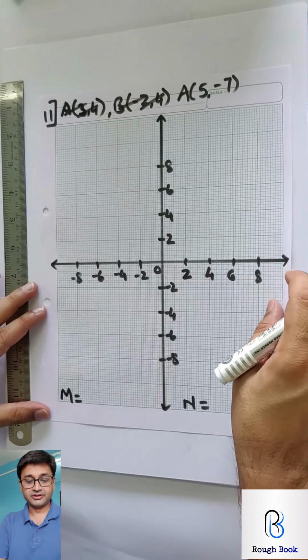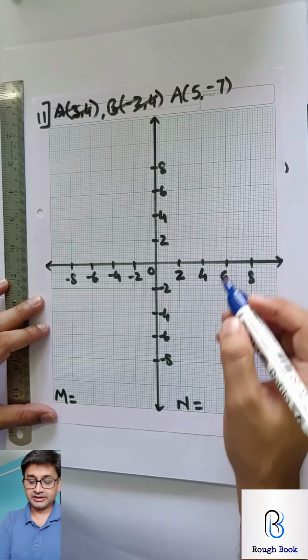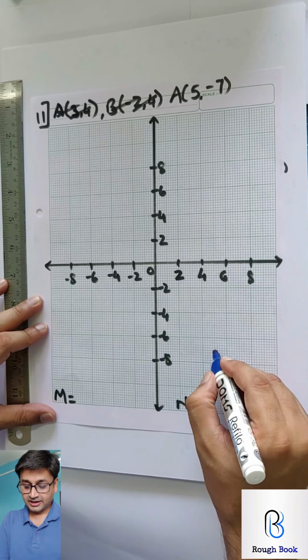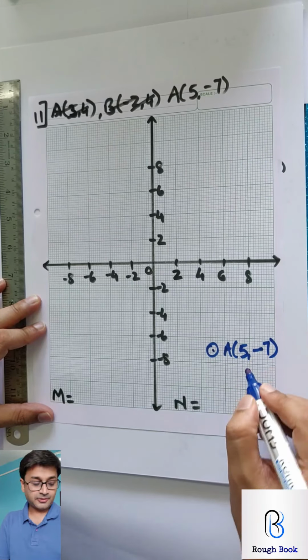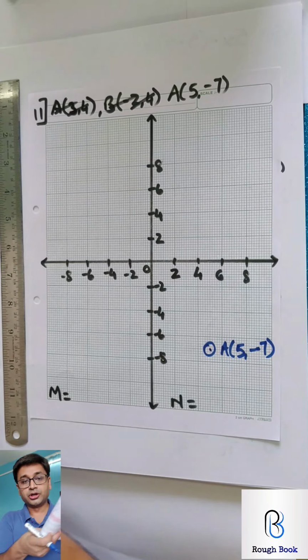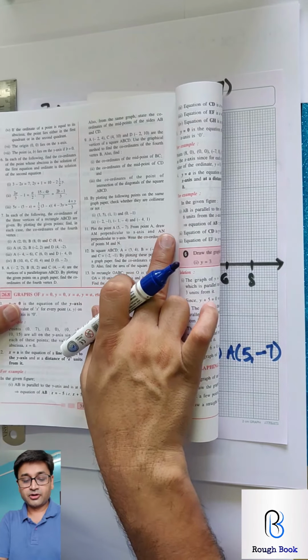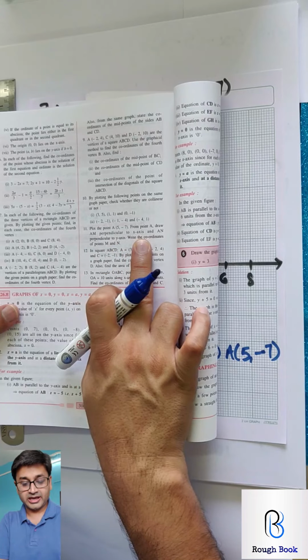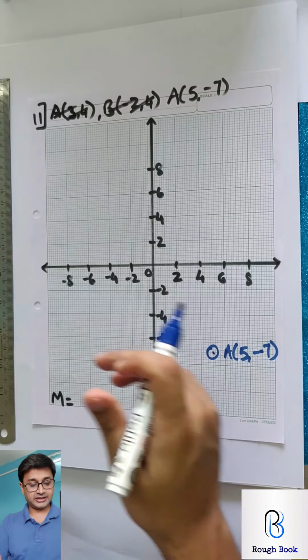Next one, 11th. In the 11th one, they say first plot A as 5 by minus 7. So 5 and minus 7, that's A. Okay, now the latter part is very interesting. Pause, on your own, try and come back. They say plot A 5 by minus 7. From A, draw AM perpendicular to X and AN perpendicular to Y. Write the coordinates of M and N, that's it.